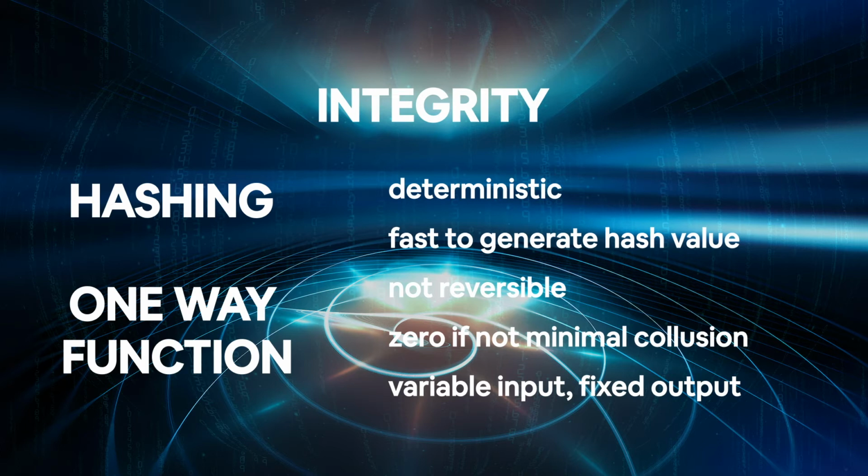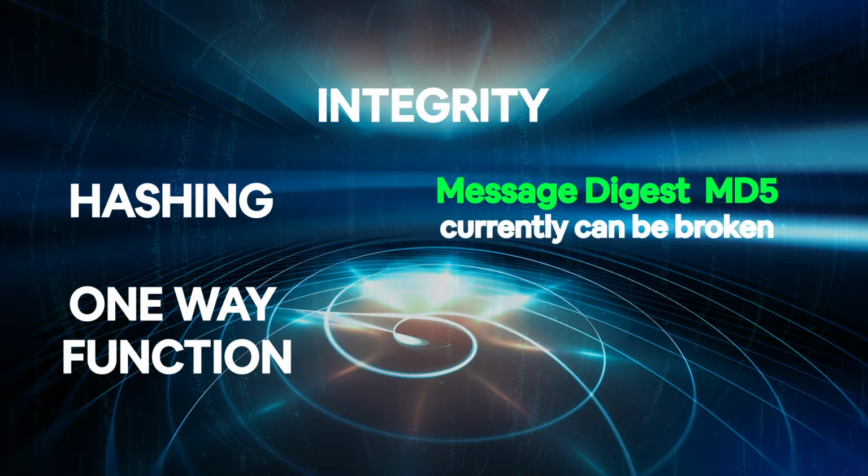A small change to a message should change the hash value so extensively that the new hash value appears uncorrelated with the old hash value. Now, let's take a look at some of the more popular hash functions.